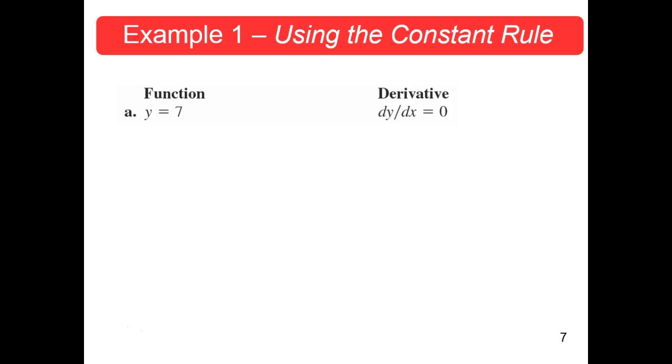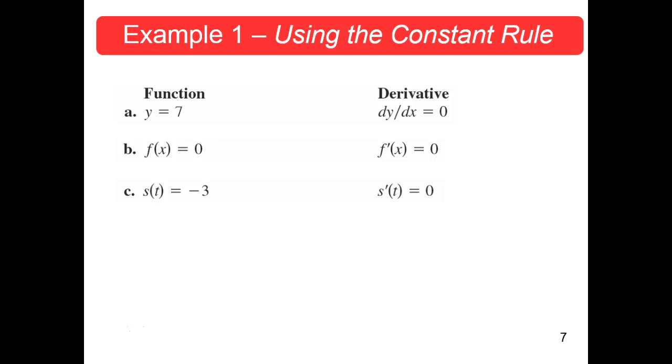So if y is equal to 7, what's dy/dx? 0. dy/dt? 0. It doesn't matter what your independent variable is. It doesn't depend on anything, so it's 0. They use dy/dx. Now, if f of x is equal to 0, what's its derivative? 0, of course, because y equals 0 would be the x-axis, and the slope of the x-axis is, of course, 0.